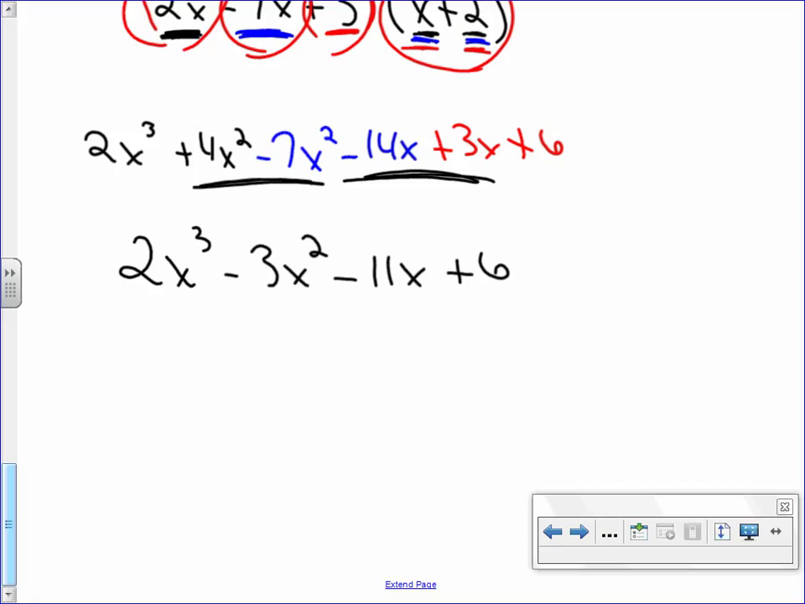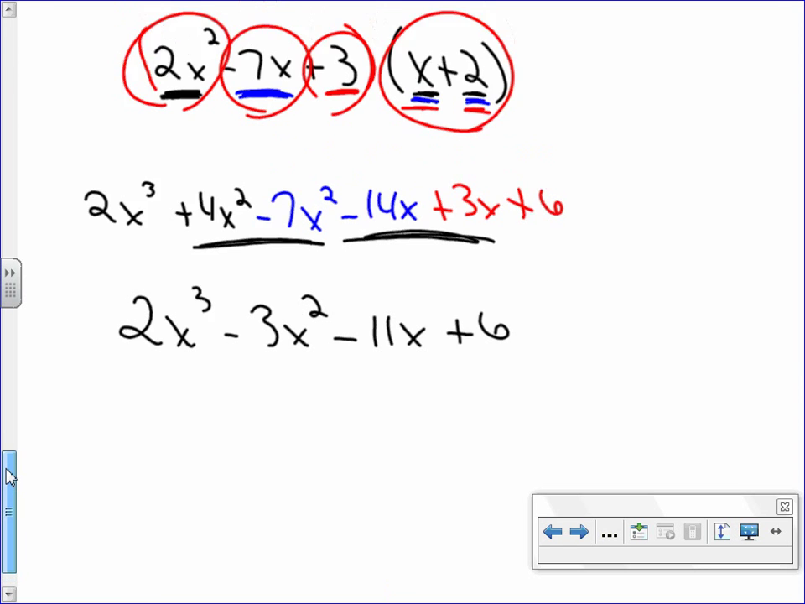Is everybody good? Now we're going to do a little calculator activity that I want to make sure y'all all follow. Grab the calculators.